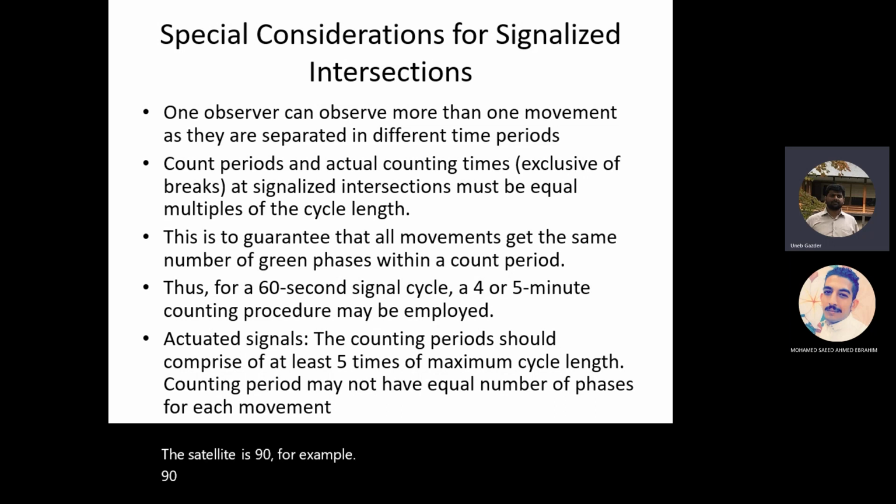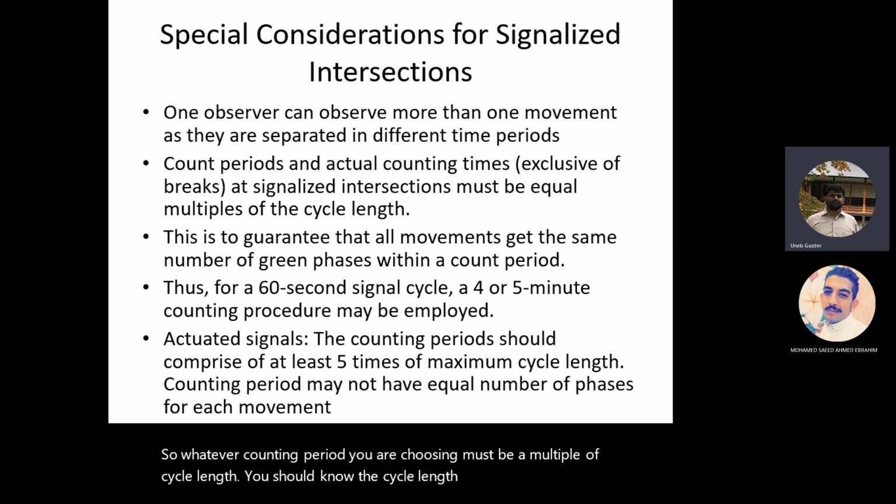The cycle length is 90, for example. 90 seconds. Can I do the counting for 5 minutes? Why not? 5 minutes is how many seconds? 300. And my cycle length is what? 90 seconds. So 300 is not a multiple of 90. So whatever counting period you are choosing must be a multiple of cycle length. You should know the cycle length in advance and choose a counting period which is a multiple of cycle.